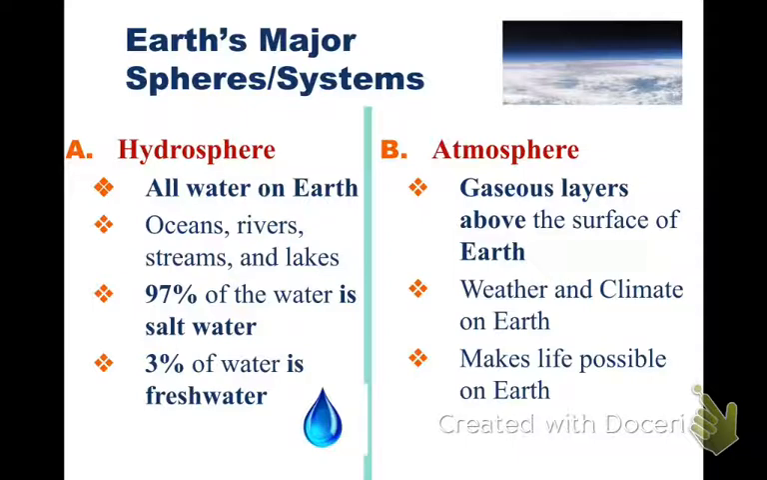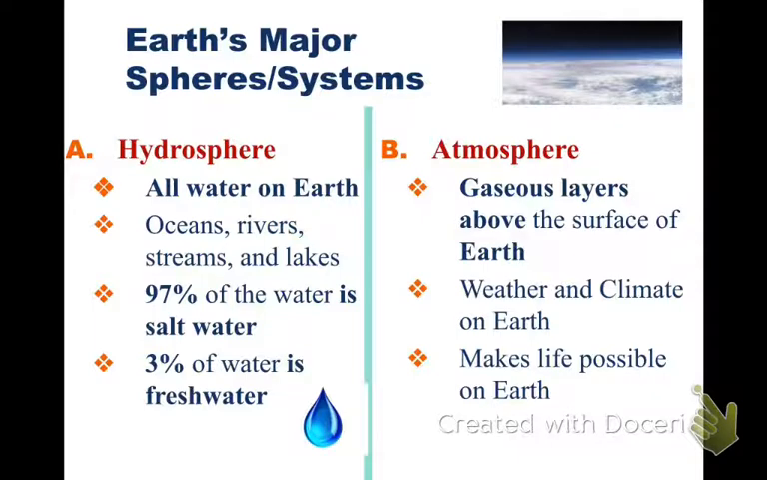3% of our water is fresh water, so that means 3% of the water that's actually on the earth we could potentially drink. But really, and we'll find this out in another unit, it's less than 1% we can actually get to and consume. So less than 1% of the Earth's water we can actually use. So that's all within the hydrosphere.